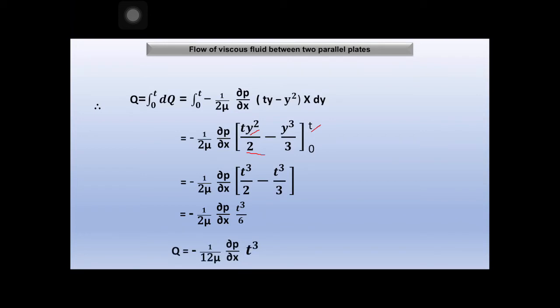So the final discharge through these two parallel plates for the viscous fluid will become Q equal to minus 1 by 12 mu. This 6 will multiply with this 2 and it will become 12. So Q equals minus 1 by 12 mu into delta P by delta X into T cube. This is simple mathematics.